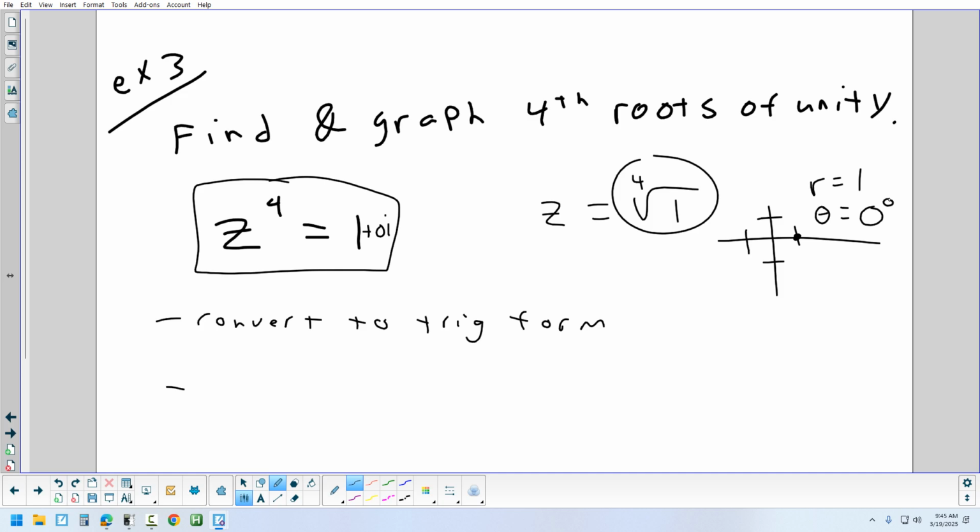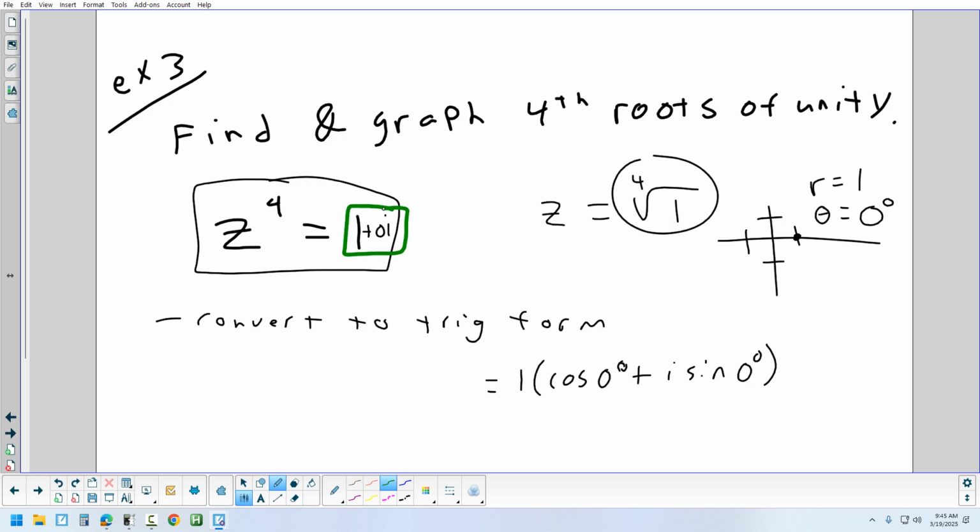But that's the right-hand side. 1 plus 0i is going to turn into r cosine theta plus i sine theta. Do you really need the 1 in the front? No, but if it's not a 1, you will need it. So I would put it. Okay. Any questions how I converted the right side into trig?